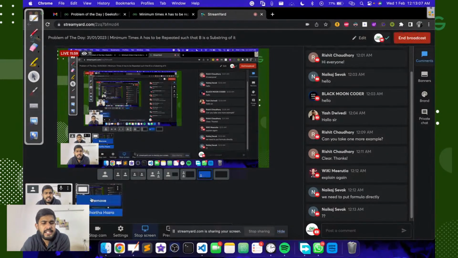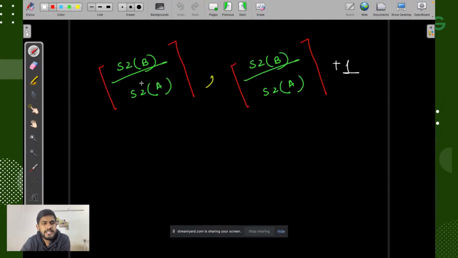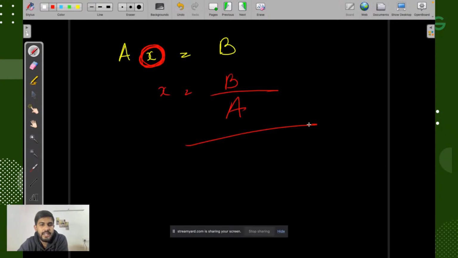Do we need to put a formula directly? No, what you need to do is basically, if you just observe, the total size of b, the resultant string size, divided by the size of a. See what it is telling us: how many times a is being repeated so that it is a subset of b, and you need to find this x. So a repeated how many times so that it is b. So a times x is equal to b, so x is equal to size of b divided by size of a.